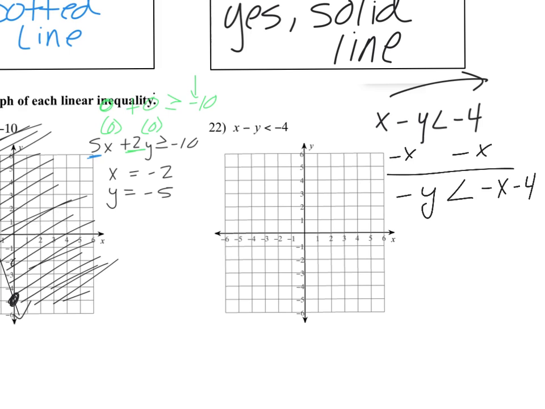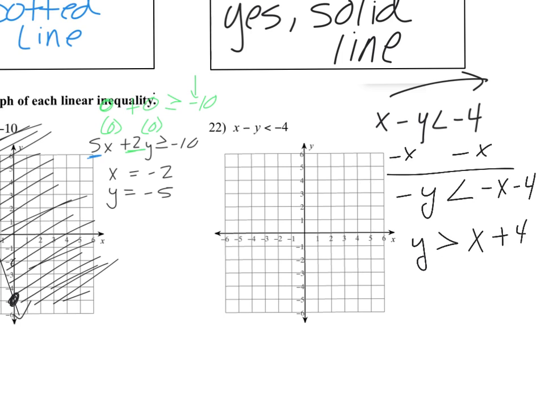And what happens when I divide everything by negative 1? I have to flip the signs of everything, but I also have to flip the little symbol. I see hand gestures, so I know what we're talking about. Okay, I have to flip the symbol also. That's going to make a difference when I decide which direction I'm going to shade in.